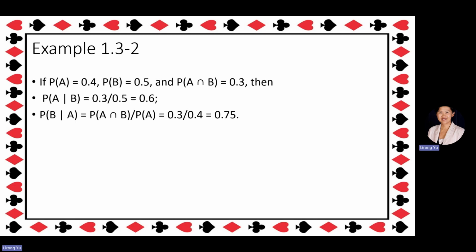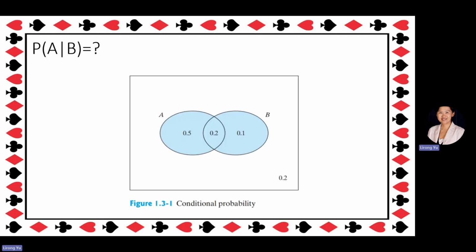The main purpose of this example is showing that the probability of A given B and the probability of B given A are not the same. So it's really important to know what we are calculating, the probability of A given B, or B given A, because they're totally different, and we don't want to mess it up. Here's another example.